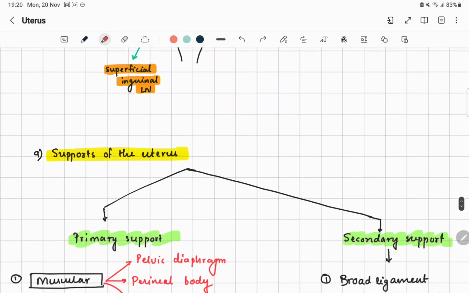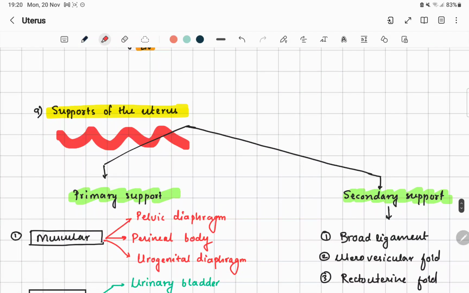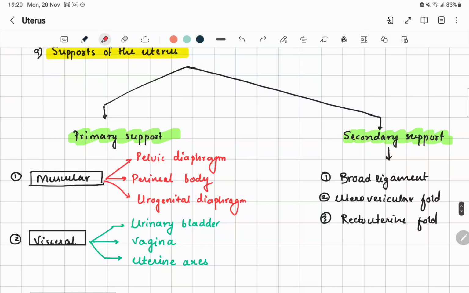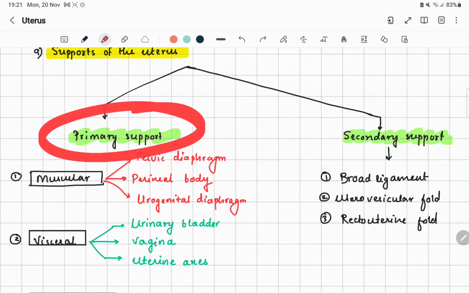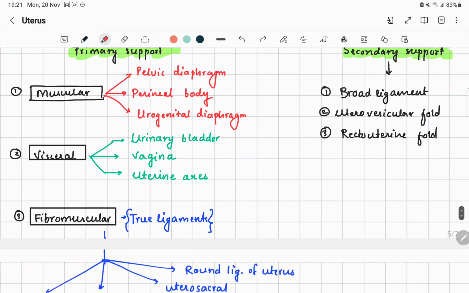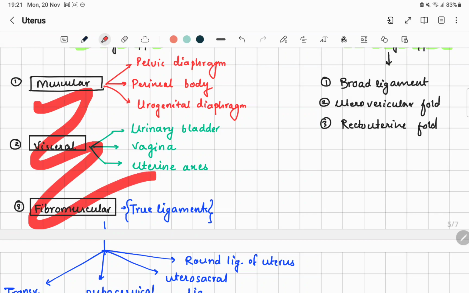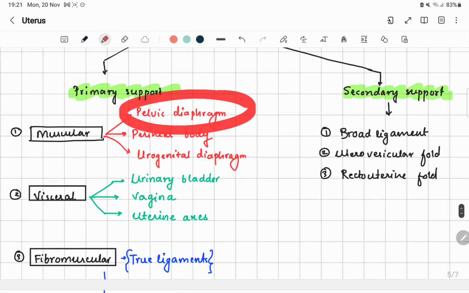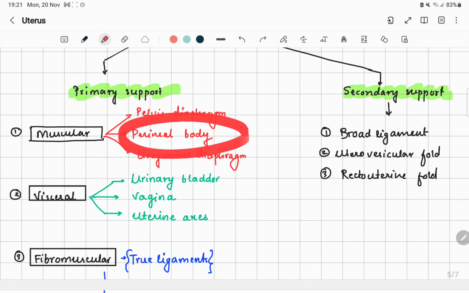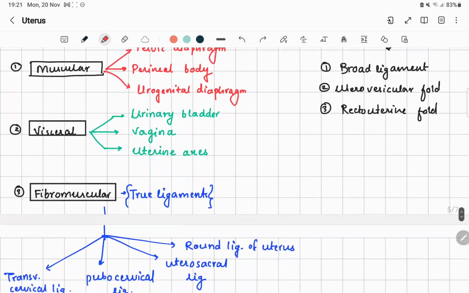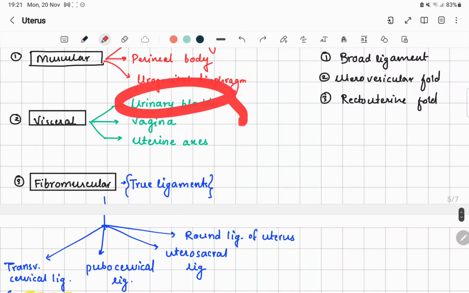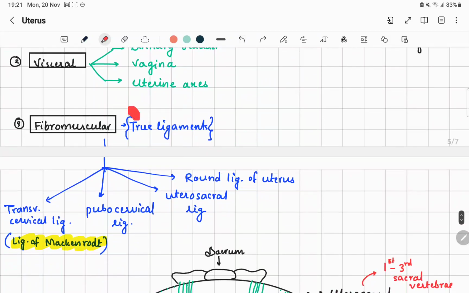Then we have the supports of the uterus, which are very important, and you may get a short note on the supports of the uterus. So we have primary support and secondary support. In primary support we have muscular supports, visceral supports, and fibromuscular supports. In the muscular support: pelvic diaphragm, perineal body, and urogenital diaphragm. In the visceral support, you have the urinary bladder, vagina, and the uterine axis. In the fibromuscular support, those are the true ligaments of the uterus.